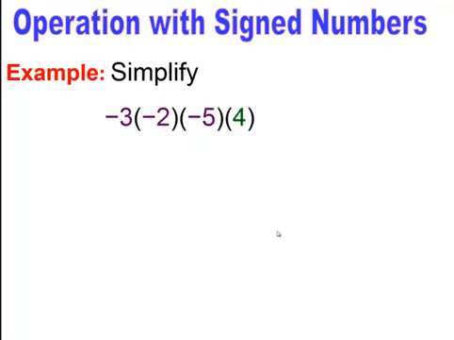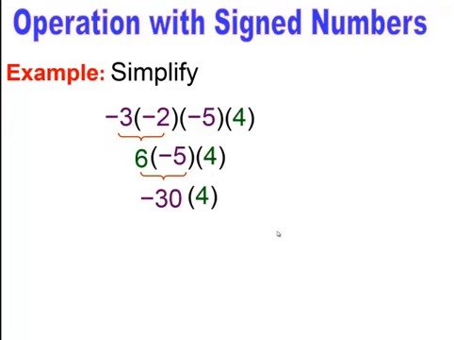This next example, I'm going to work from left to right, and I see a negative times a negative, negative 3 times a negative 2 is going to give me a positive 6. And then I'm just going to bring down the next part of the multi-step problem. Then I'm going to do the 6 times that negative 5. 6 times a negative 5 is going to be a negative 30. And I'm going to bring down that 4. And then I'm going to do a negative 30 times a positive 4, a negative 120.